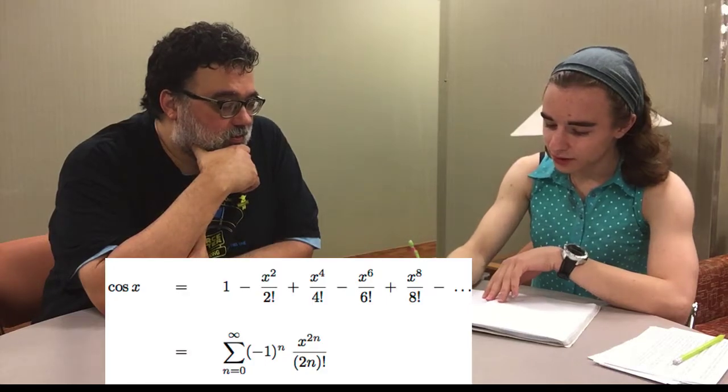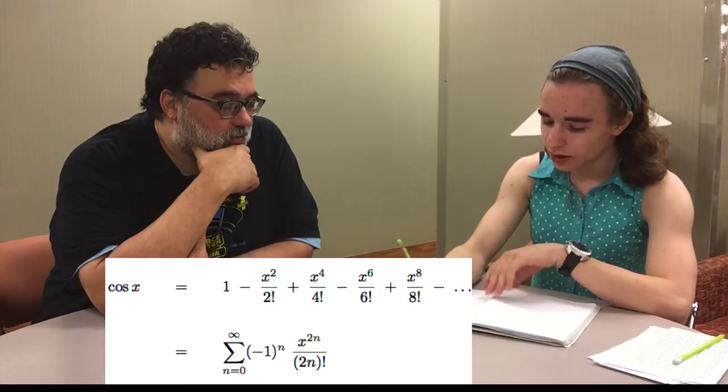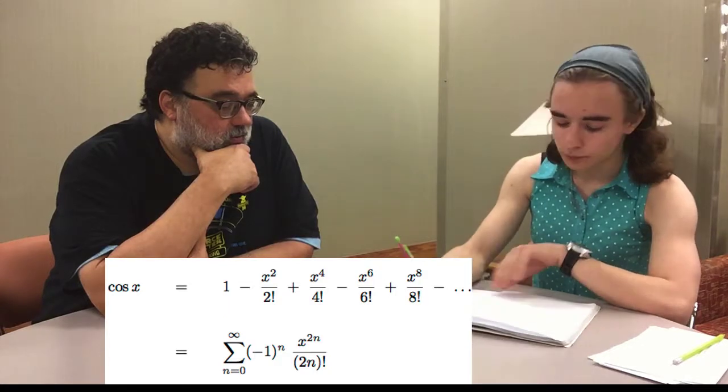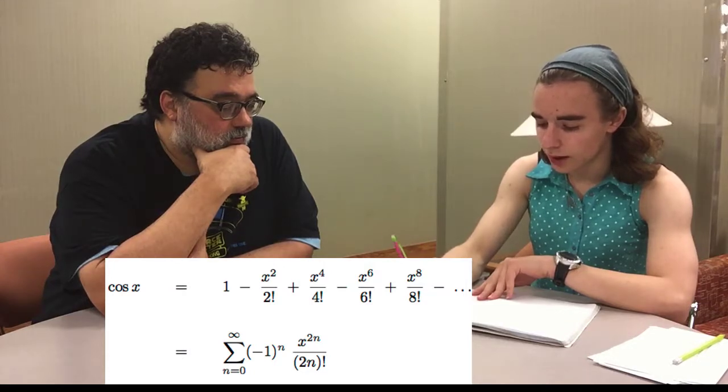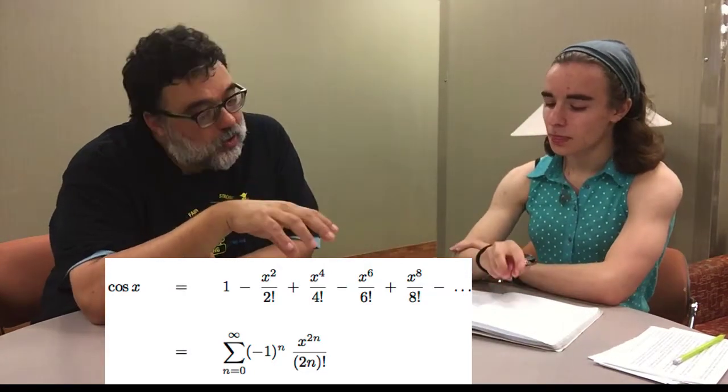That one is the sum from 0 to infinity of -1 to the n, right? Yeah. Over 2n factorial times x to the 2n. Okay, and part of the idea of these series for me is that idea of successive approximations, and that if we take it to infinity, it's no longer an approximation, it's exact.